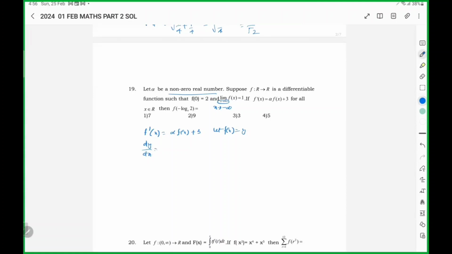dy by dx is alpha y plus 3. dy by alpha y plus 3 is dx. Integrating, log of alpha y plus 3 by alpha is x plus c. When x is 0, y of 0 is 2. That is log of 2 alpha plus 3 by alpha is 0 plus c.